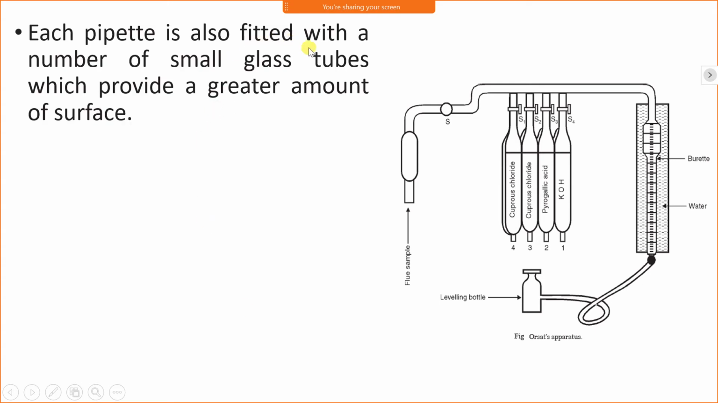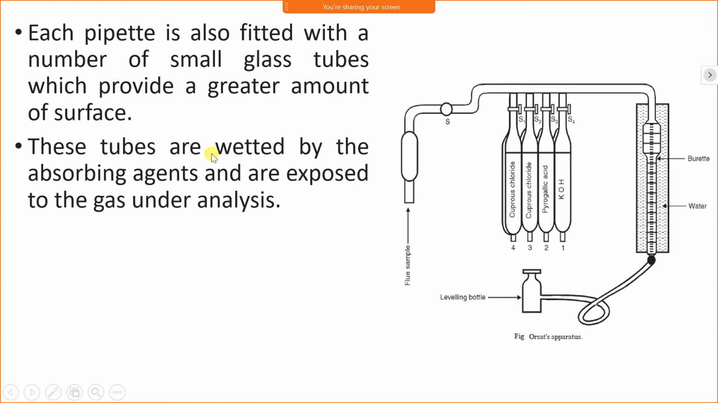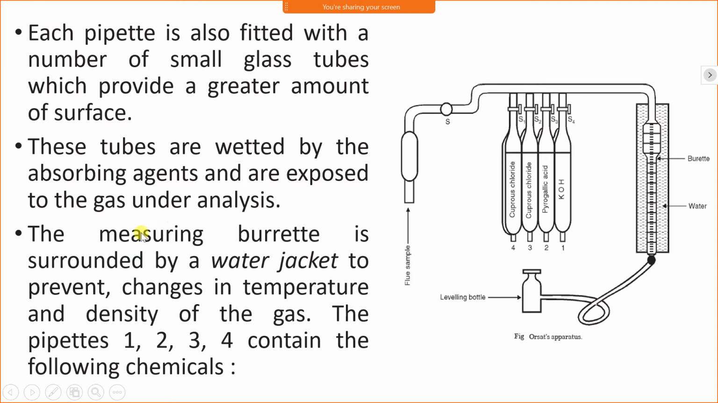Each pipette is also fitted with a number of small glass tubes which provide a greater amount of surface. These tubes are wetted by the absorbing agent and are exposed to the gas under analysis. The measuring burette is surrounded by a water jacket to prevent changes in the temperature and density of the gas.